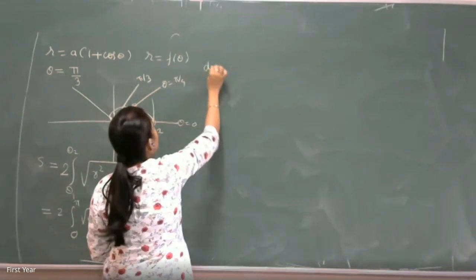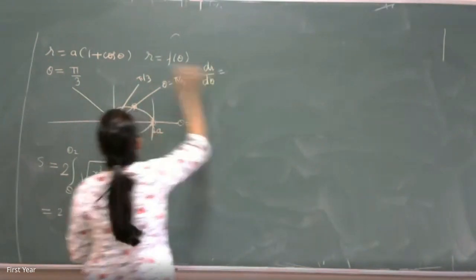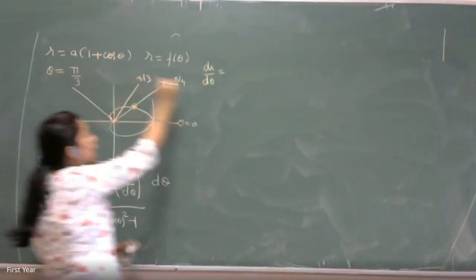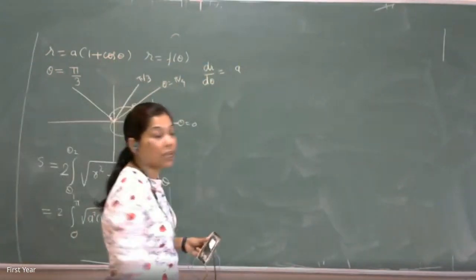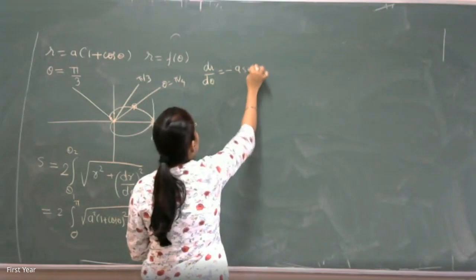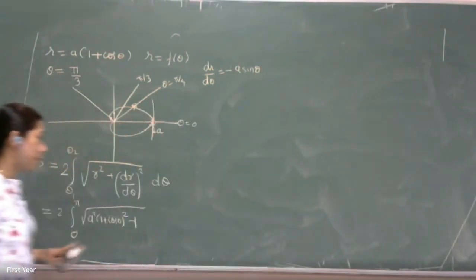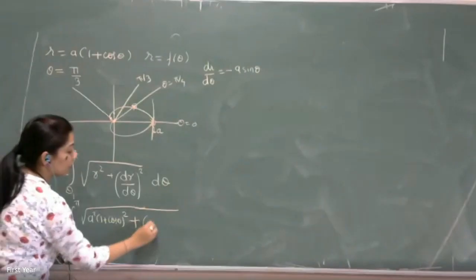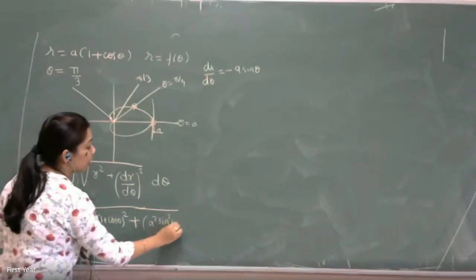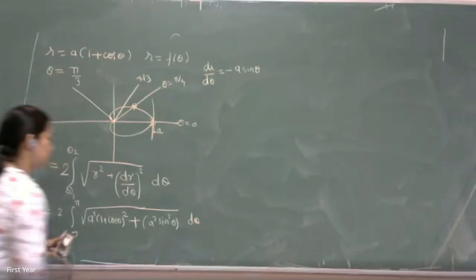Let me write it here. What is dr by d theta? It is derivative of this with respect to theta. a is constant, it will remain as it is. Derivative of 1 is 0. Derivative of cos theta is minus sin theta. Is it okay? And therefore this will become a square sin square theta outside the root a theta.